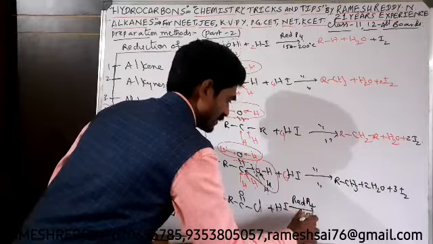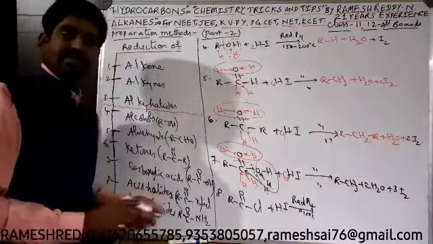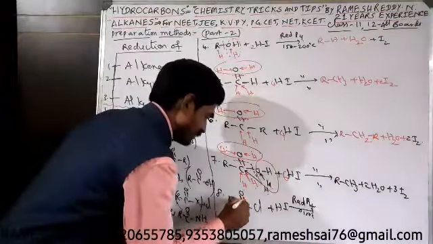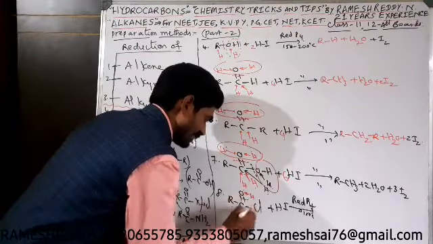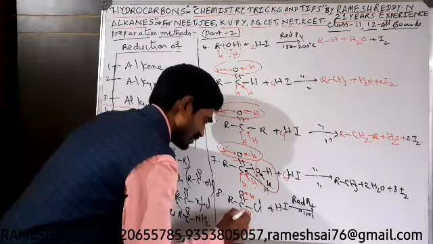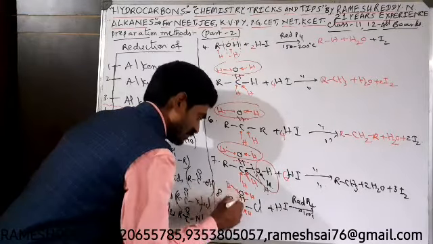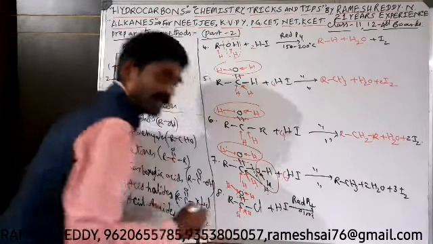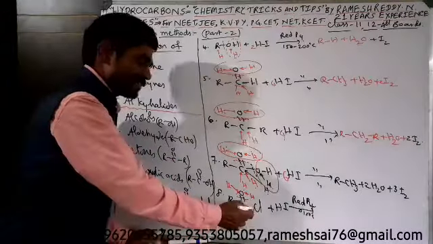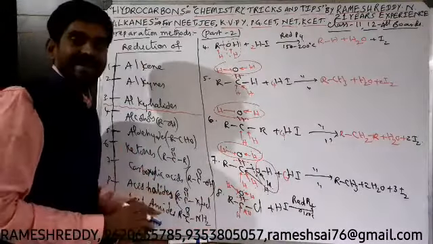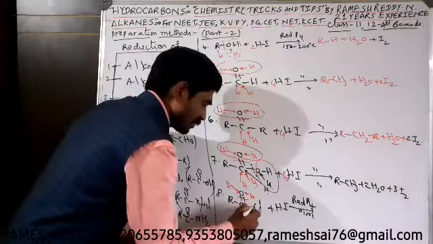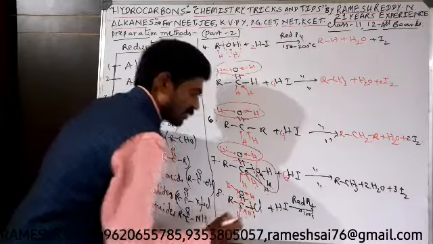Here also the carbon oxygen bond breaks. To the oxygen one hydrogen you have to add, and to the carbon one hydrogen you have to add. This second bond also has to cleave, to the oxygen one hydrogen and to the carbon one hydrogen. Then this carbon chlorine bond is there. You have to remove this chlorine also.